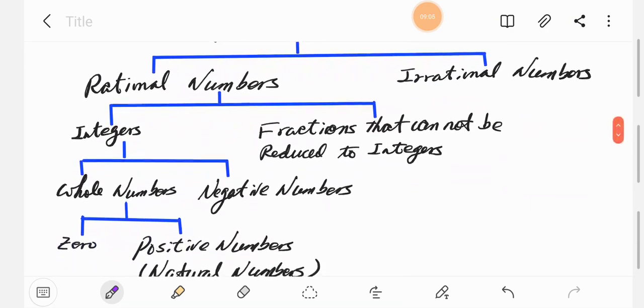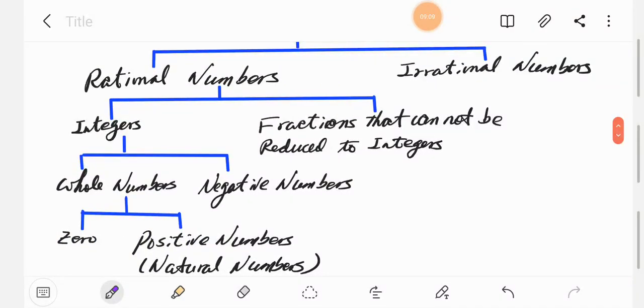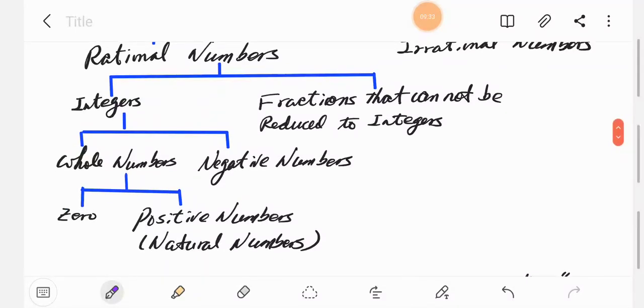Those fractions can be separated into two groups. One is integers, and the other is fractions that cannot be reduced to integers. So it's either a fraction or an integer. And the integers are really simple. They are either negative integers, or 0 and positive integers. And 0 and positive integers are called whole numbers, right? So the whole numbers are composed of 0 and positive integers.